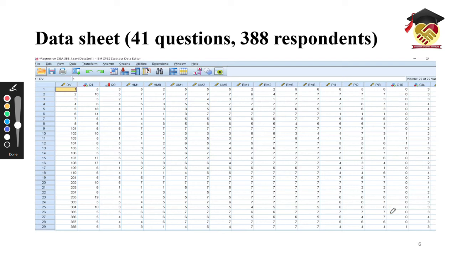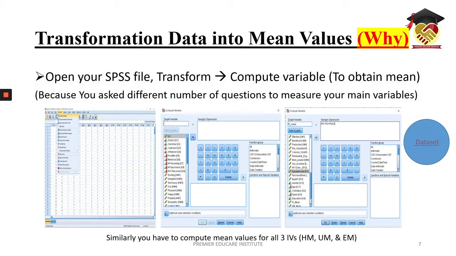That means 8 questions to measure HM, 9 questions to measure UM, 6 questions to measure EM, 3 questions to measure PI. After that, you will be taking the average value to be fair to all 4 constructs, right? That's all about the responding values, the options. These are straightforward, I have taken them from the SPSS data. Right, now next is the most important step, the transformation of the data into mean values.